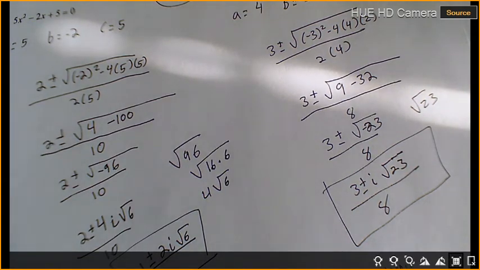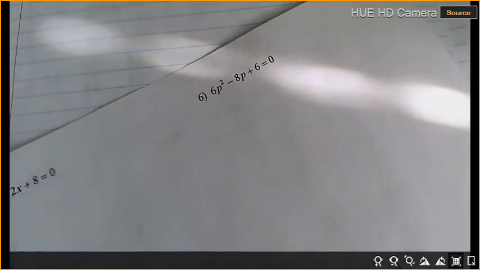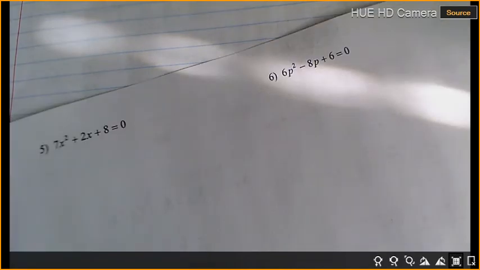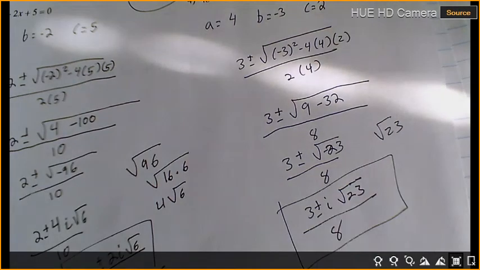Okay, there are 6 problems on the back, but they're just like that. You're just going to put in that quadratic formula, and you're just going to take out an i if it's negative, and you're just going to simplify that square root. Manny?